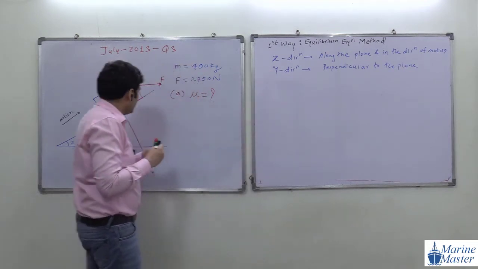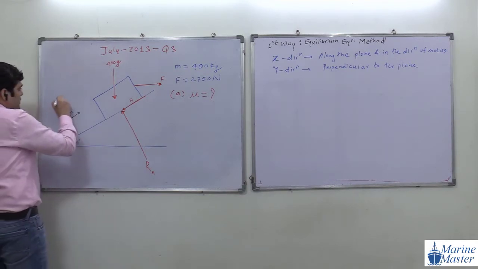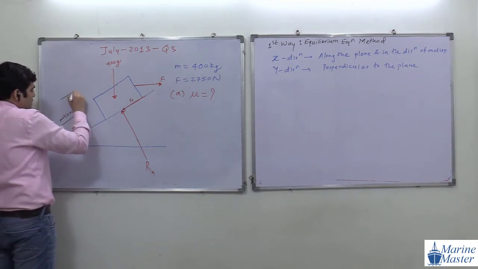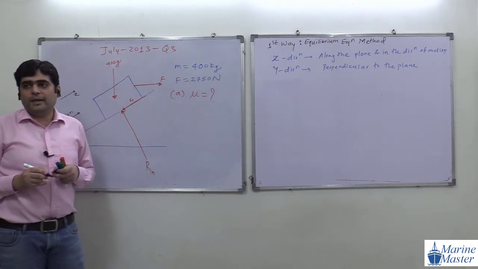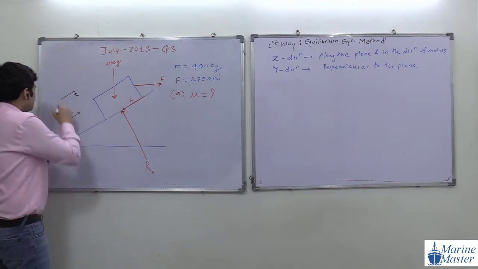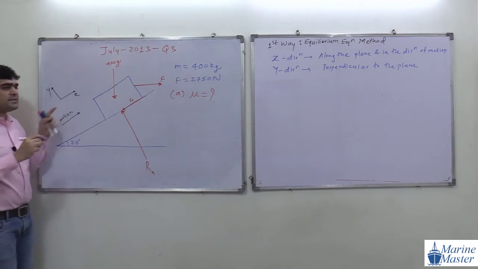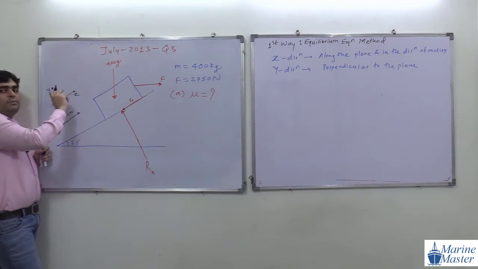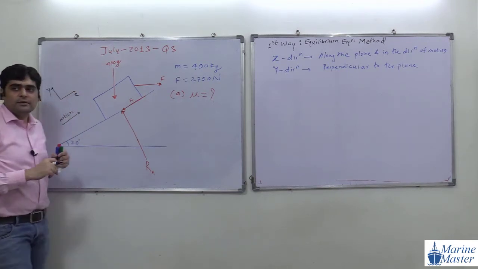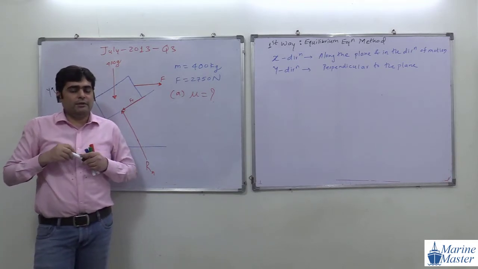Guys, try to see the scenario here. What will be the direction of our x? The x direction is along the plane, and the y direction is perpendicular to the plane. Everyone see the scenario. How is the x direction here? Along the plane, and the y direction perpendicular to the plane. Okay guys, are you getting my point? Anyone have any doubt in this discussion?